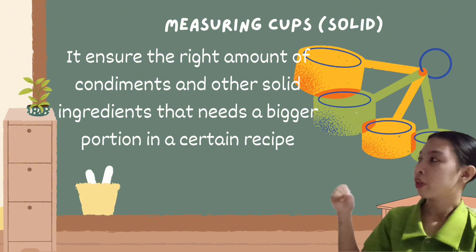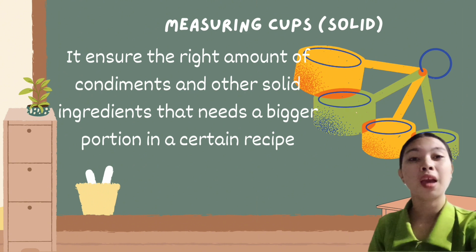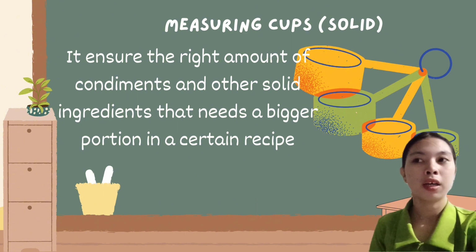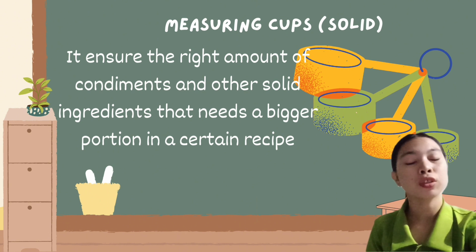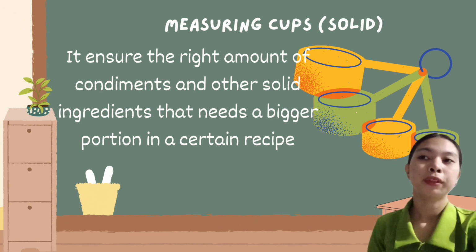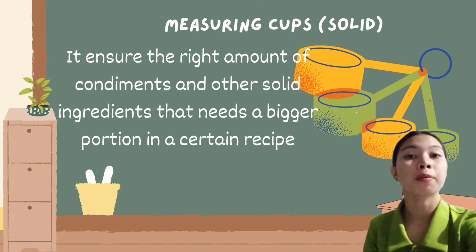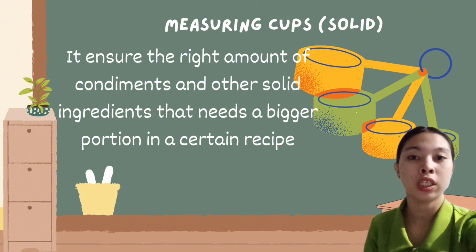Ito naman is for solid. So, for example, ang gagamitin dito is yung sa mga harina. Katulad sinabi ko kanina, katulad siya ng measuring spoon. But, sa measuring spoon, ang karaniwang may measure dun is mga tablespoon, mga ganun lang. ML, But in measuring cup is mga cups na, but it is for solid only.